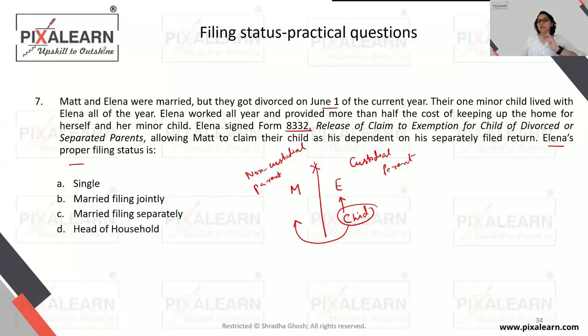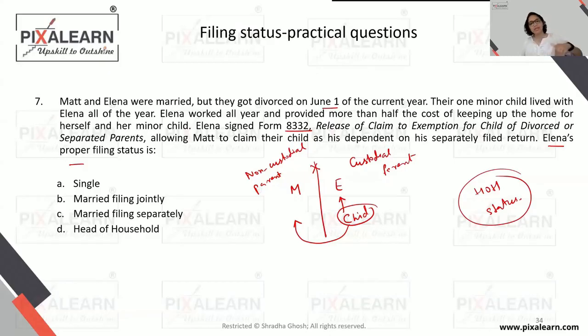No. See, what does the HOH status say? What is the requirement for HOH, guys? It is not support. It is staying with you. The child is still staying with E for more than half of the tax year. So E can now claim an HOH status. E can claim an HOH. Please remember, guys, the HOH status cannot be claimed by the non-custodial parent.